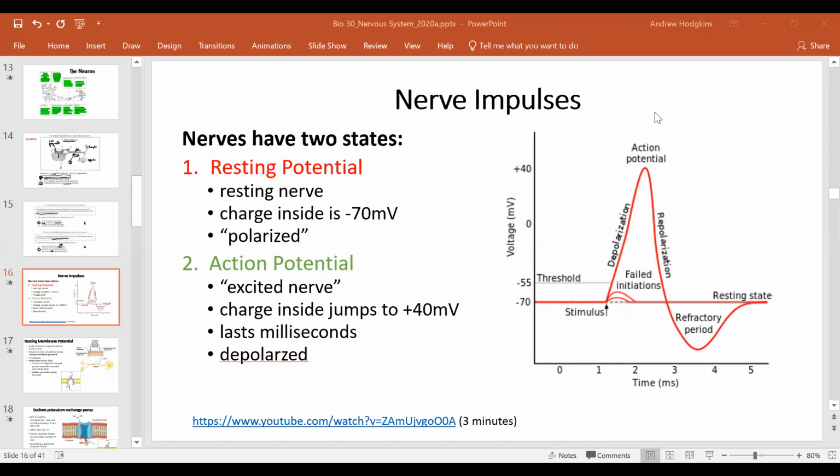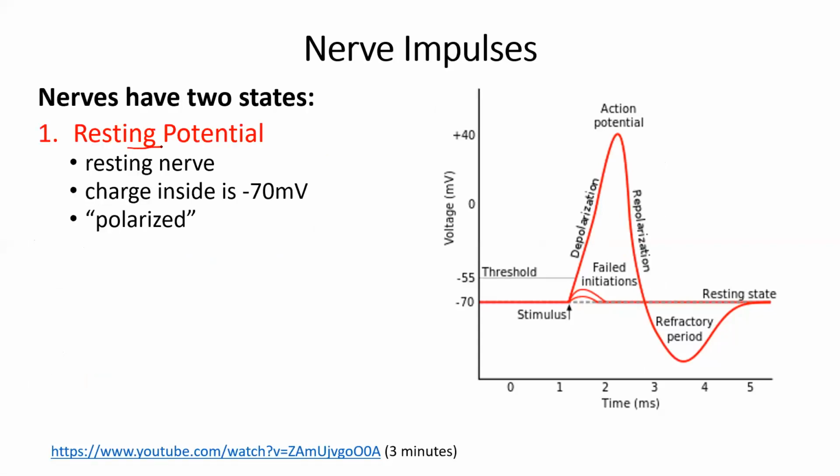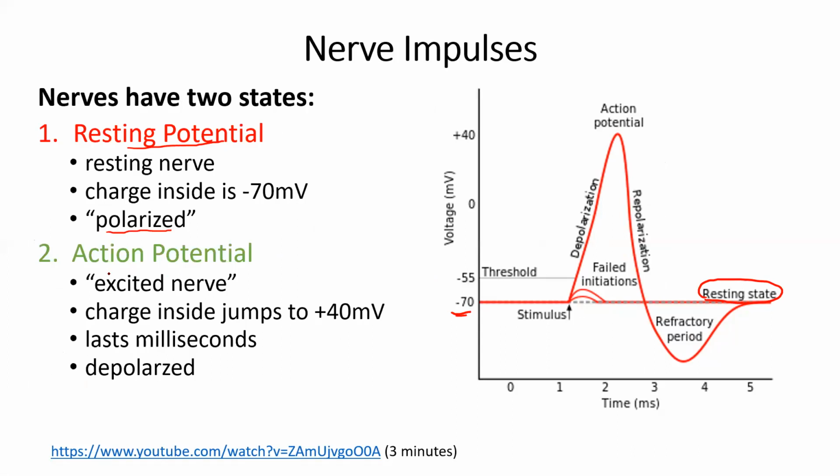Okay, the nerve impulse. Nerves have two states, the resting state. And that's when the nerve is at negative 70 millivolts and the neuron is said to be polarized. The action potential is when the nerve fires, it's excited. And the millivolts change inside the neuron to positive 40 millivolts. It lasts 1 to 2 milliseconds. And we say the state of the neuron is depolarized.